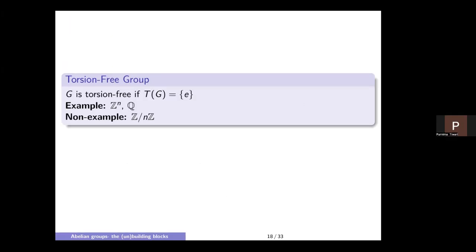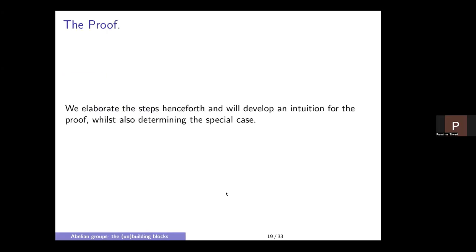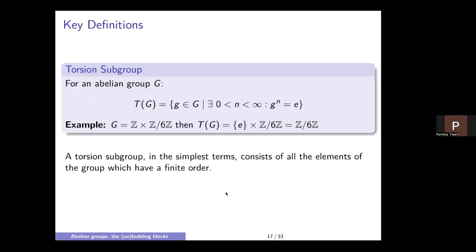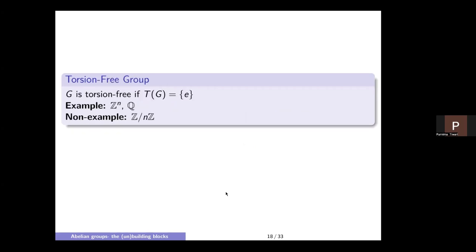Moving ahead, now we have torsion-free groups. G is torsion-free if the only element with a finite order which results in the identity is the identity itself. That is pretty self-explanatory. If we cannot find any other element in the group G that would result in the identity, that is, all the other elements are of infinite order, then the torsion subgroup of the group would be the trivial subgroup.